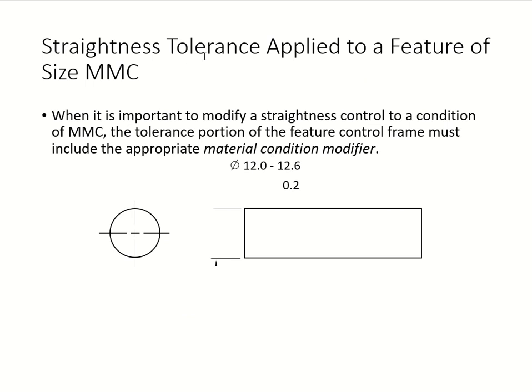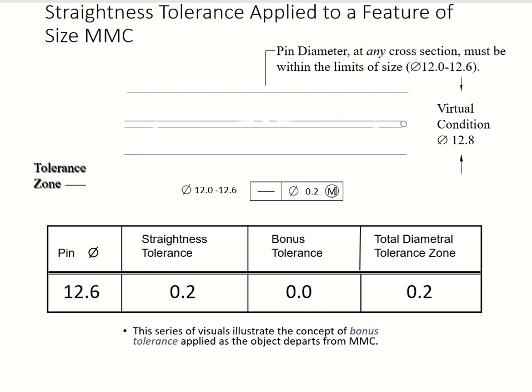Physically, of course, that's bending, or bowing. This is just showing you that we have to identify the material condition modifier in your control frame when it's important to modify the straightness control to a condition. So you must mention the MMC in your control frame. So let's take a look at that. So see now, look at that. This is what we're talking about. This is your control frame dealing with the straightness. Here is your geometric tolerance, and here is your material condition modifier, which is your MMC in this case for you. It's right in there so that you know what to do.